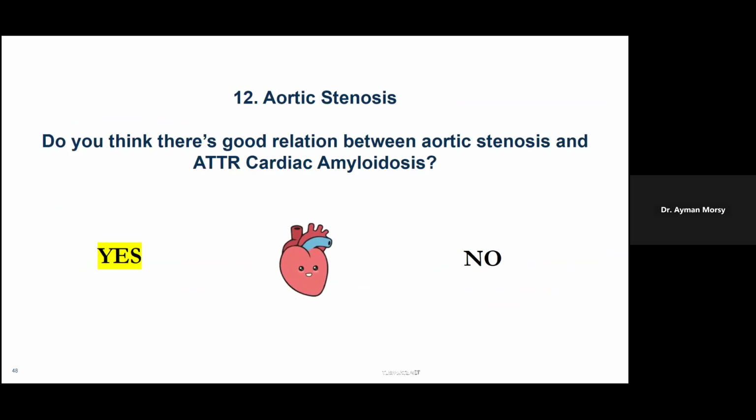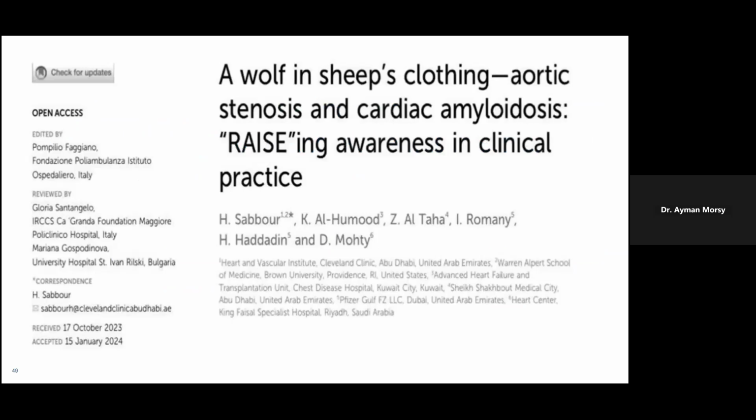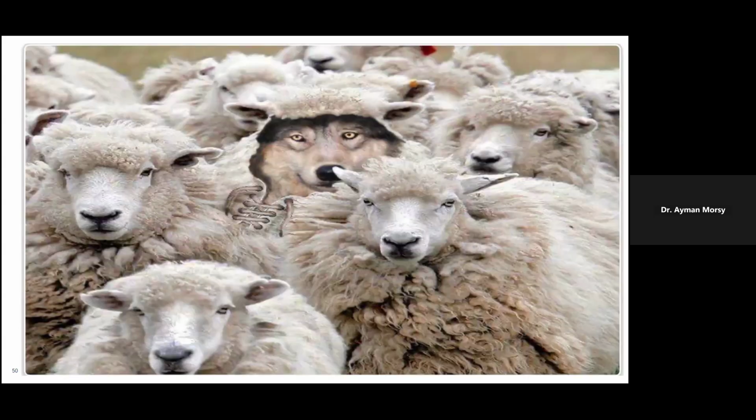Lastly, not least, do you think there is a good relation between aortic stenosis and ATTR amyloid? Definitely yes. How do we make it simple here? This is a very nice publication, a middle-age publication. All of this, I can say, is a wolf in the clothes of aortic stenosis. We made a very simple score, called the RAISE score, which raises awareness in clinical practice. And you can see a very nice picture here: you can see the wolf in between the sheep.